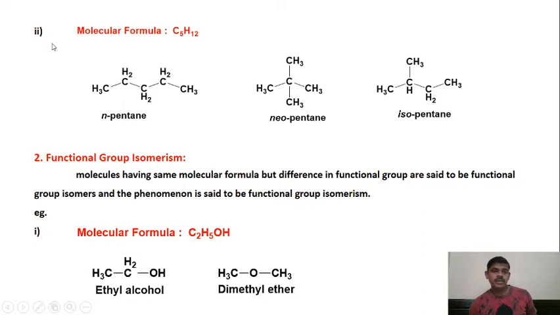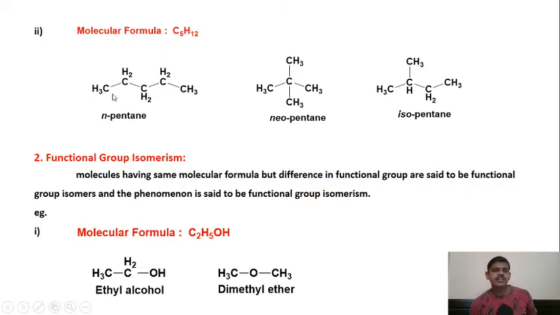C5H12. Okay, molecular formula C5H12. It is pentane, right? 5 means pentane, 4 means butane. So here 5 carbons are there, so it is a pentane. The first example is n-pentane. Again we have to see how many carbons are there: 1, 2, 3, 4 and 5, so C5 is there.